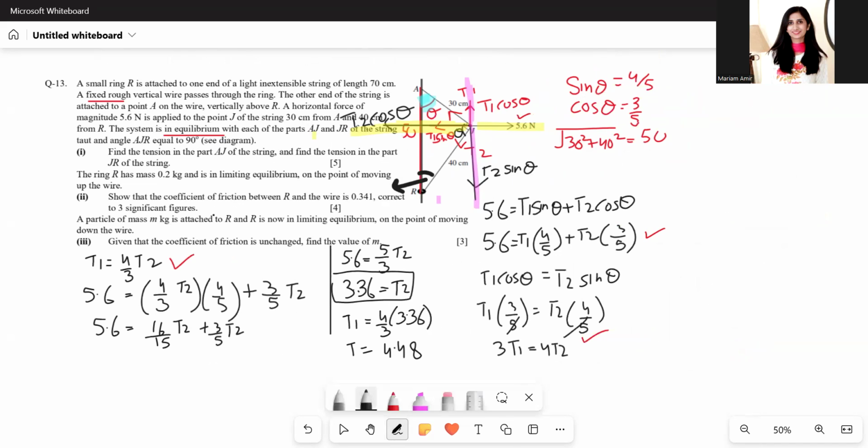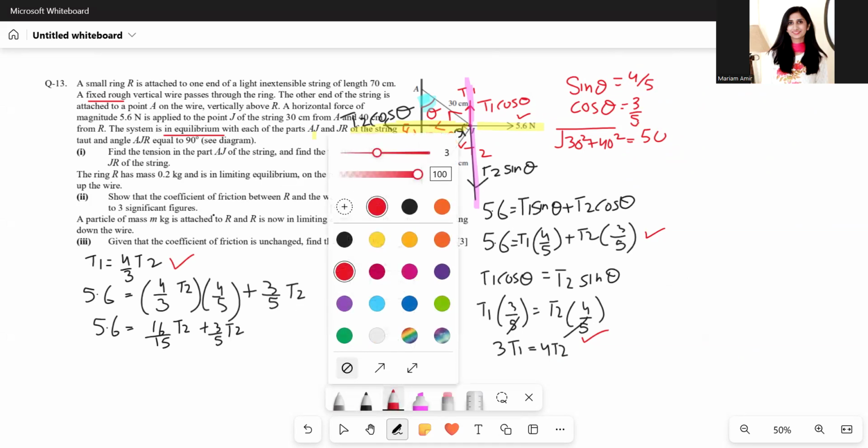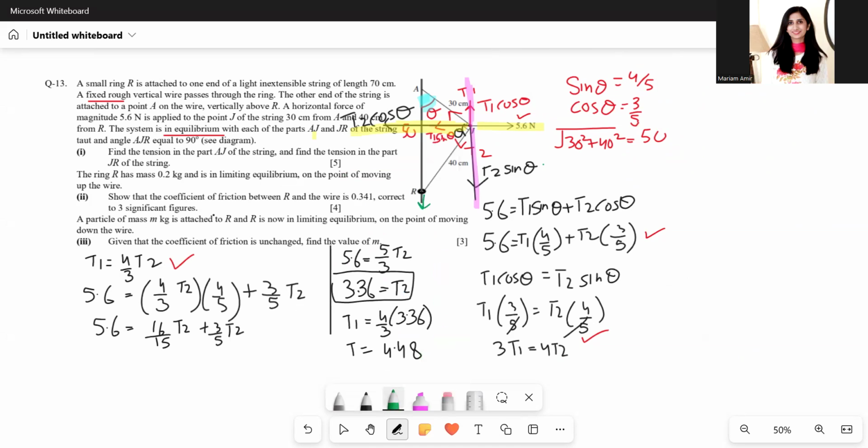Okay. Now, let's mark that weight on R. There's going to be a downward force of mg newtons, which, what was the mass again? 0.2. So this is going to be a 2 Newton force. Now the object is about to move up the plane. That means friction is also down the plane. So we have F, or mu R, down the plane.